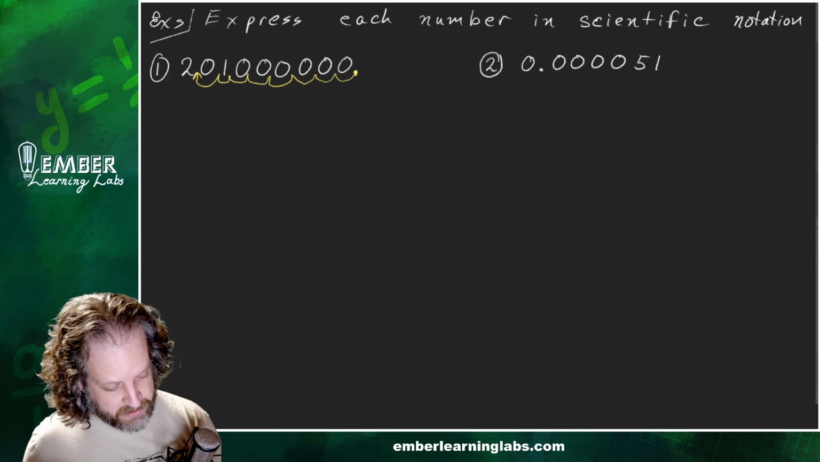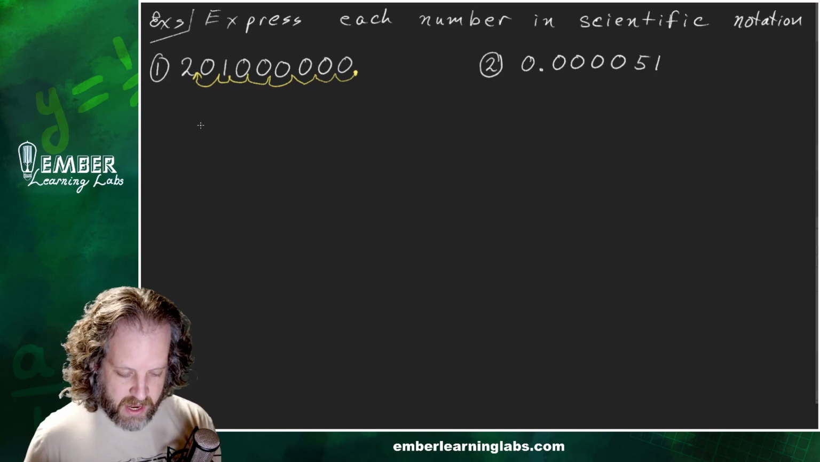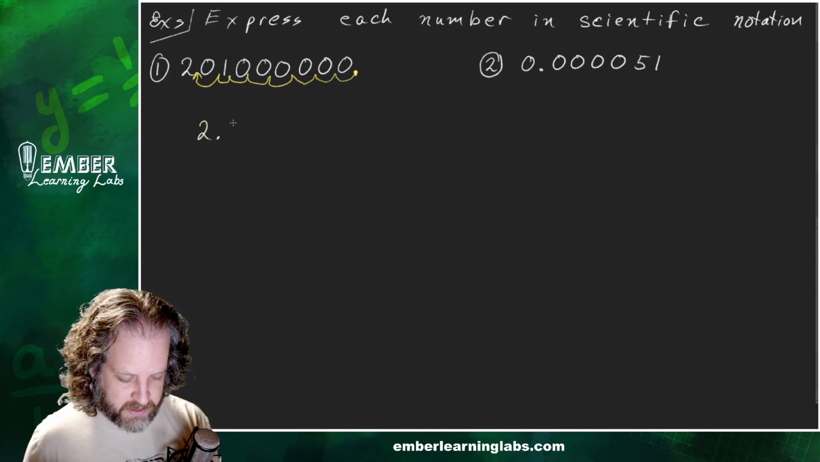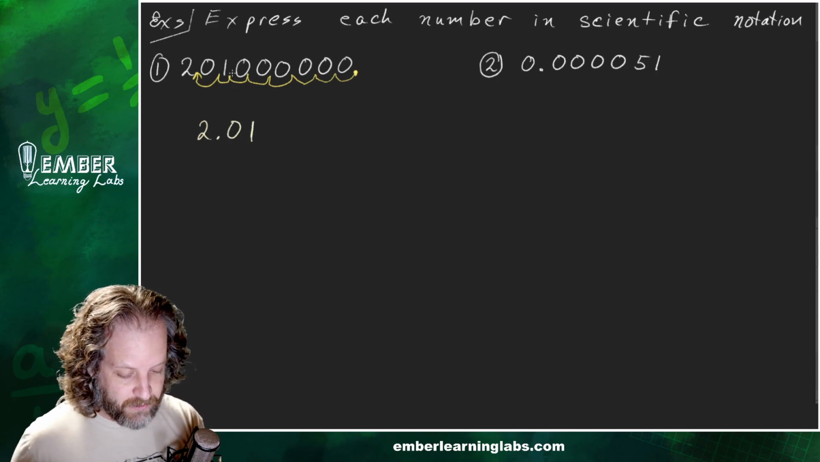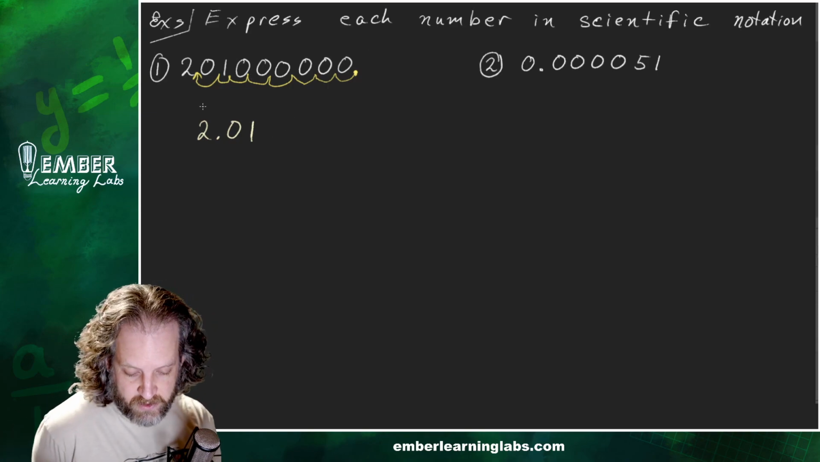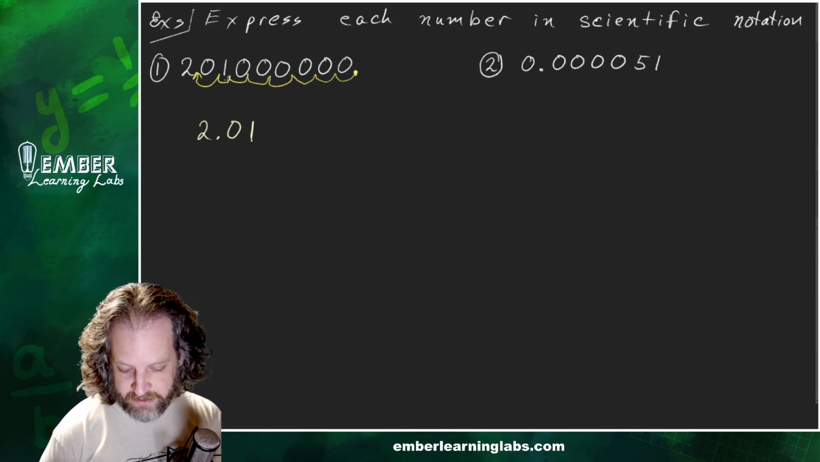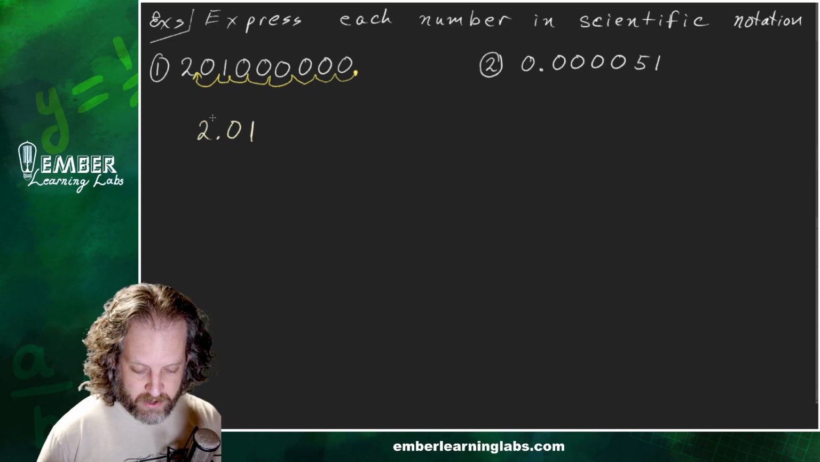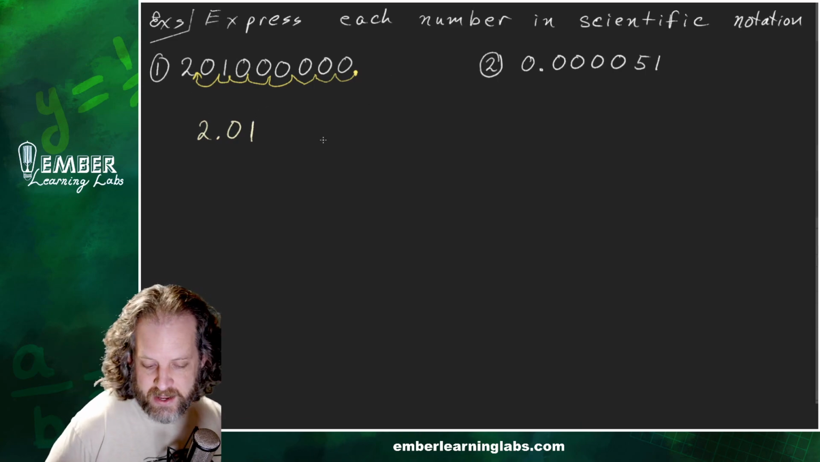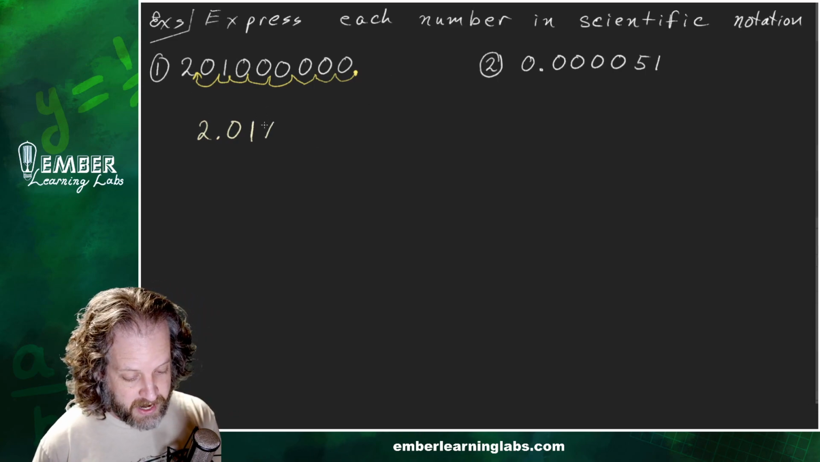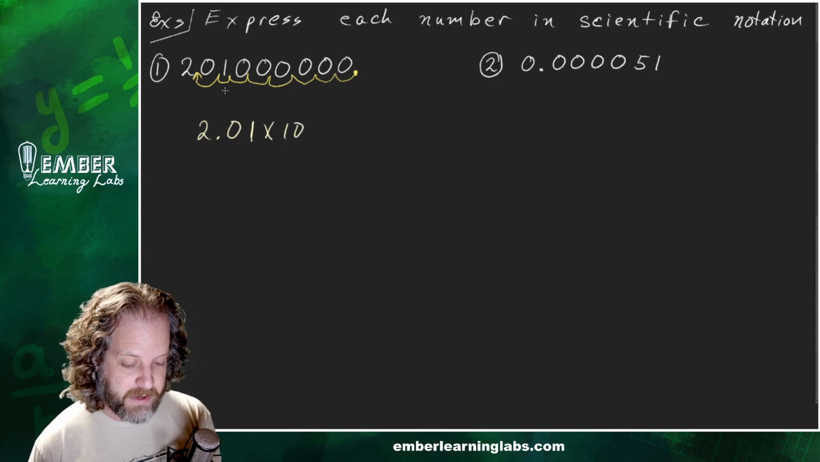So then we just have to write it out as 2.01. Now, you notice I didn't write all of these zeros. After the last non-zero number, everything else just kind of disappears, right? Because we don't need it. So then we do times 10 to the, and how many times did we move over?